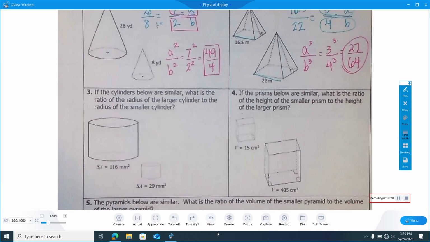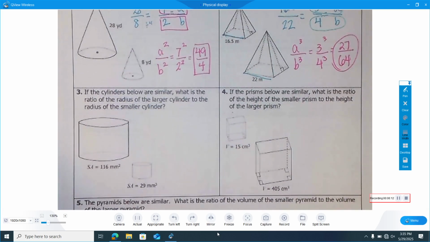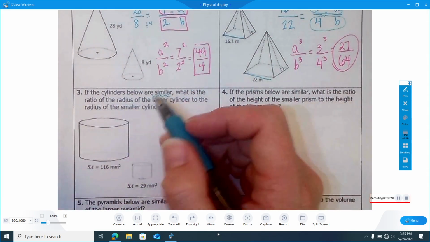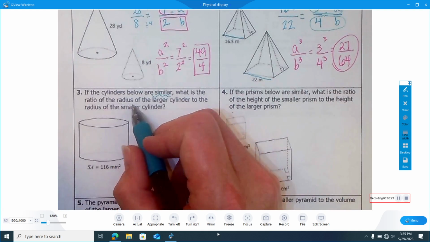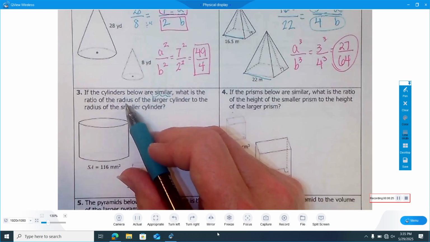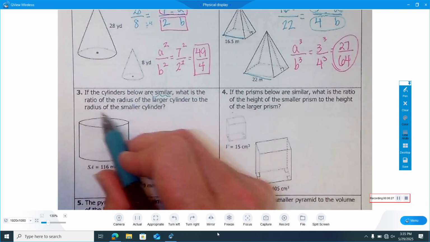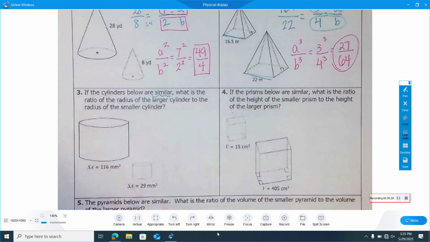Let's look at number 3 and 4. All right, on number 3, if the cylinders are similar, what is the ratio of the radius? Oh, now we want to get back to radius. That is just the length of the radius. The radius of the larger cylinder to the radius of the smaller. So we want to go larger to smaller.